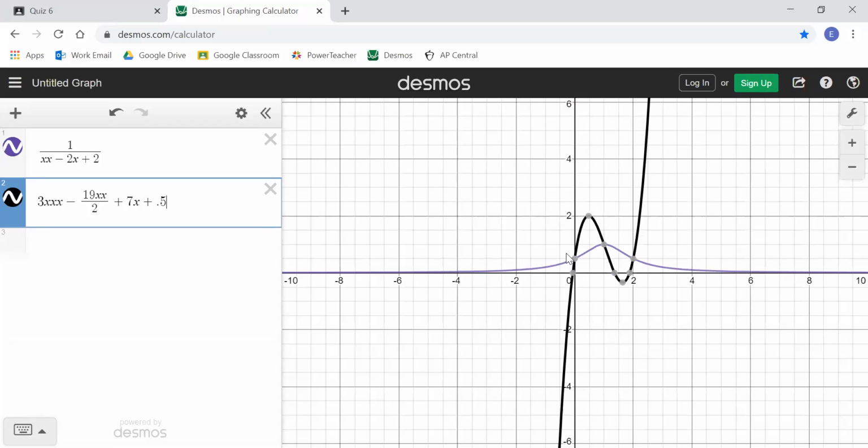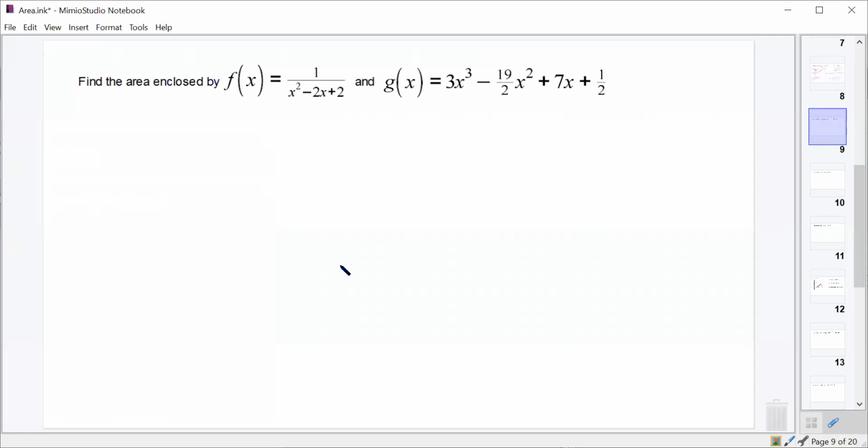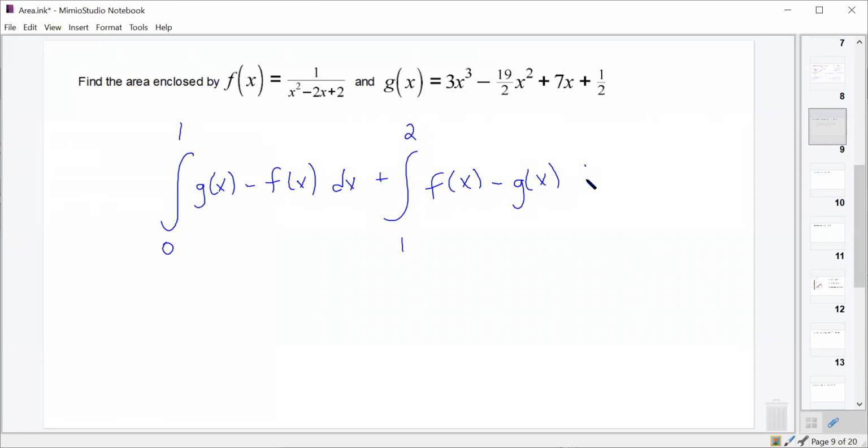And from 0 to 1, the cubic is above, and from 1 to 2, the cubic is below. And so if we were to set this up, we'd set this up as an integral from 0 to 1 of g of x minus f of x dx plus an integral from 1 to 2 of f of x minus g of x dx.